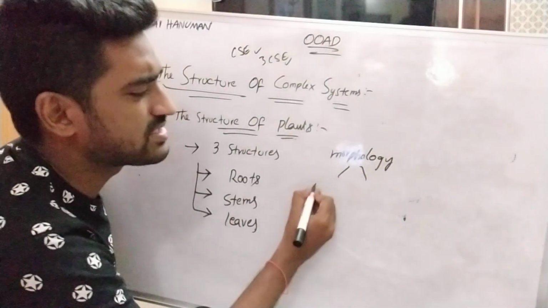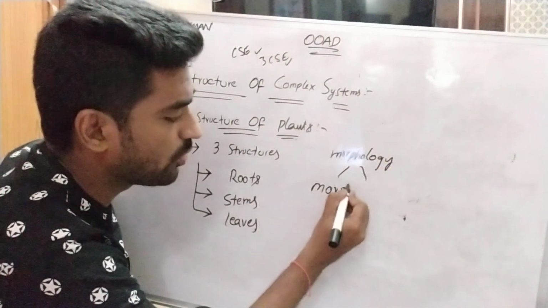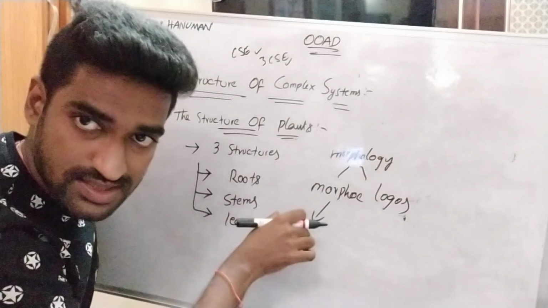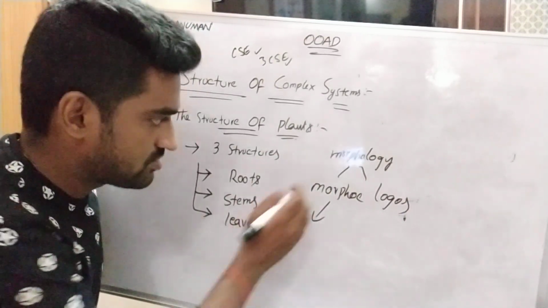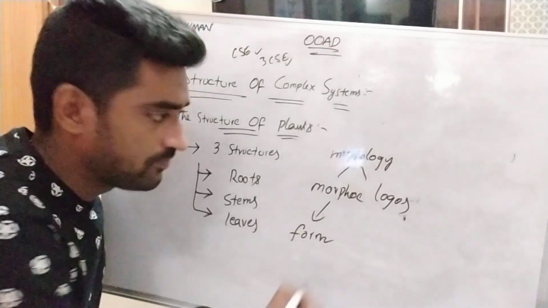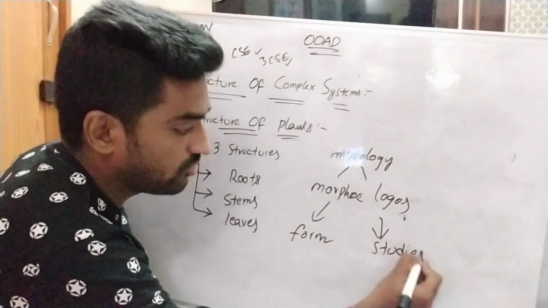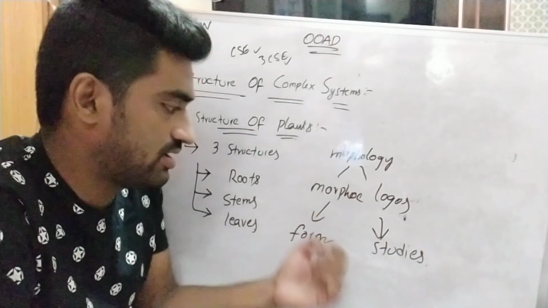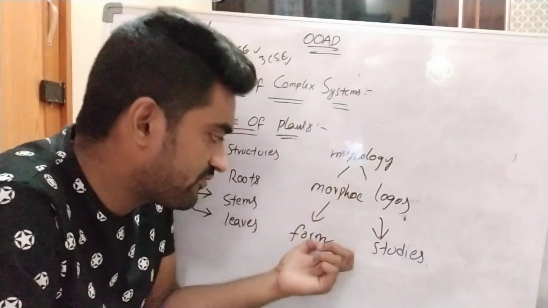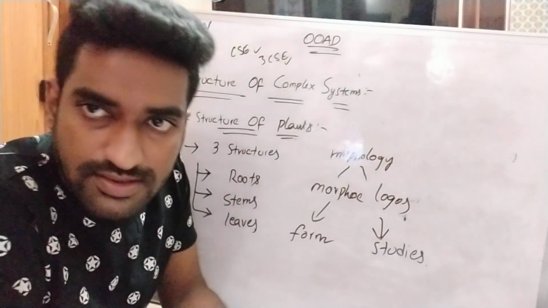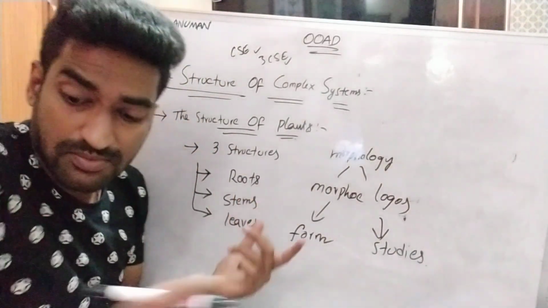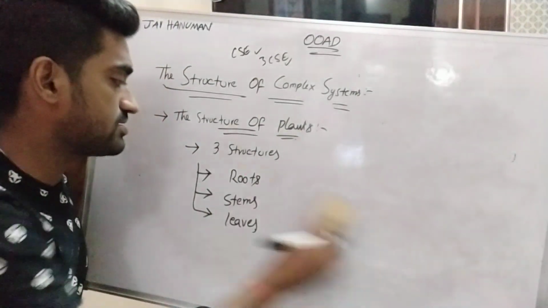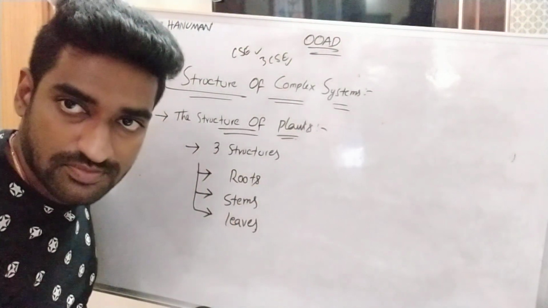What is the meaning of morphology? Morphology comes from morpho and logos. Morpho means different forms or different structures of plants; simply, it represents form. Logos means studies. So various structures of plants can be studied through morphology. Here I am taking some basic structure for a plant. A plant majorly contains three structures: root, stems, leaves, right?